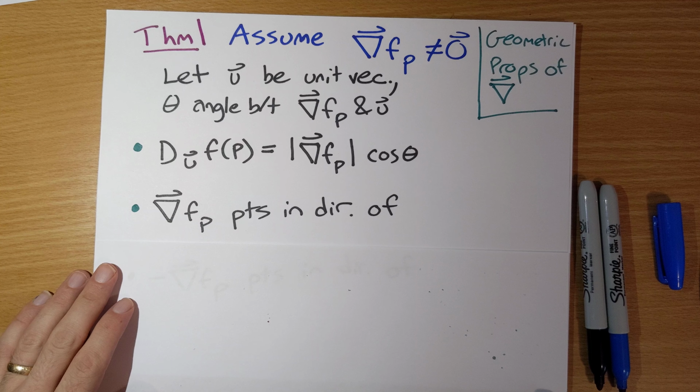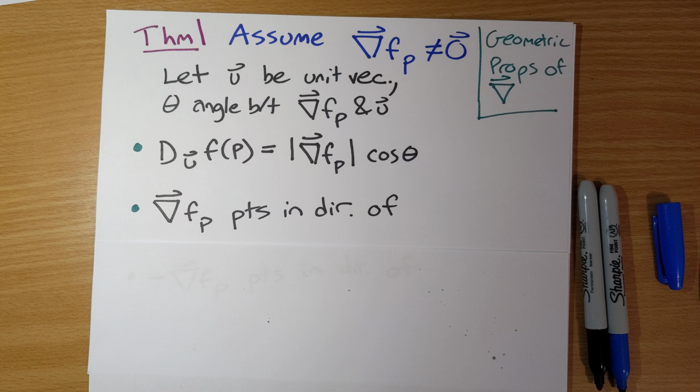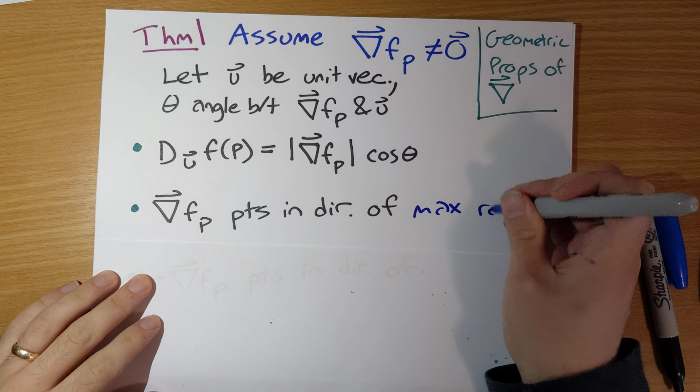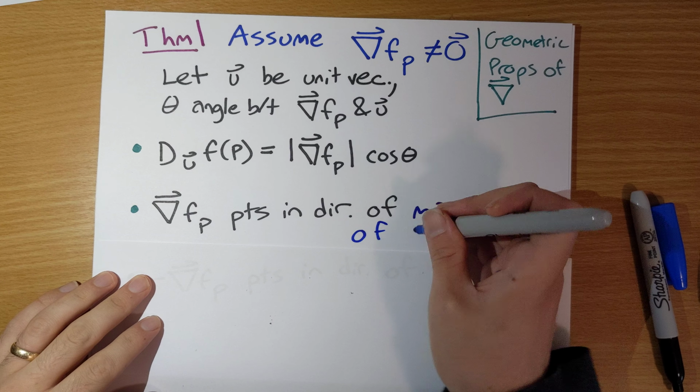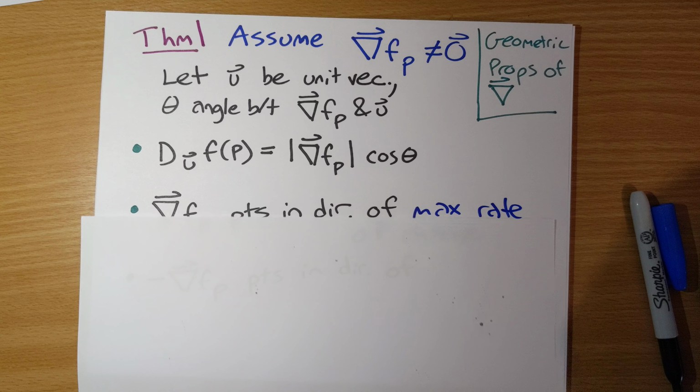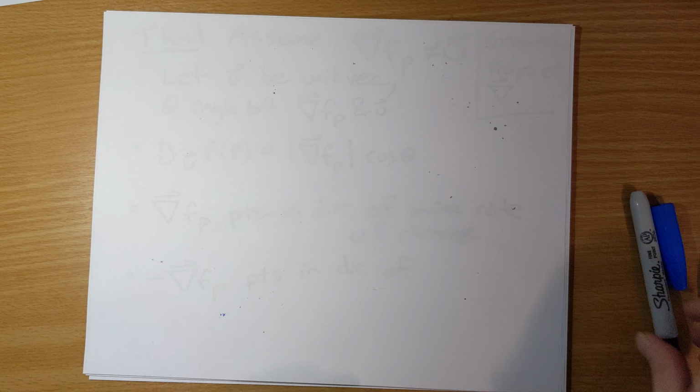So the second point here that I want to make is that the gradient points in the direction of the maximum rate of change. So what do I mean by that? So let's go back here.